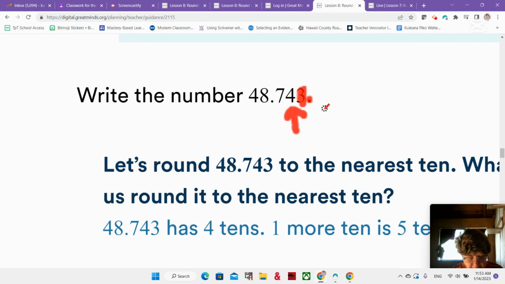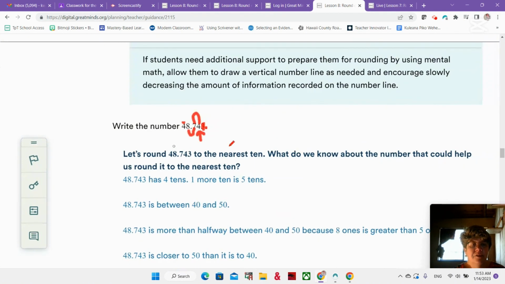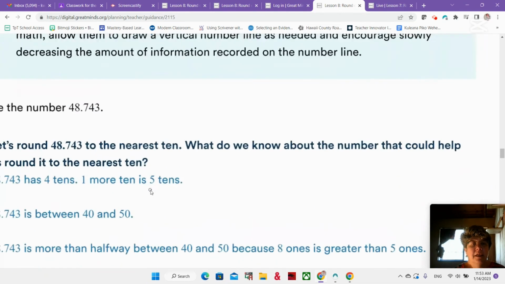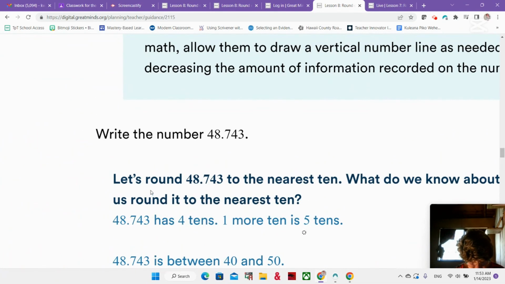All right, nice job. And remember, squiggly line to show that it is an estimate. If I'm going to do the ones place, I would look at my number right next to my ones place. If I'm going to do my tenths place, I'd look at my number right next to the tenths place. So you're always looking at the number that's to the right of the place that you're rounding. Okay?